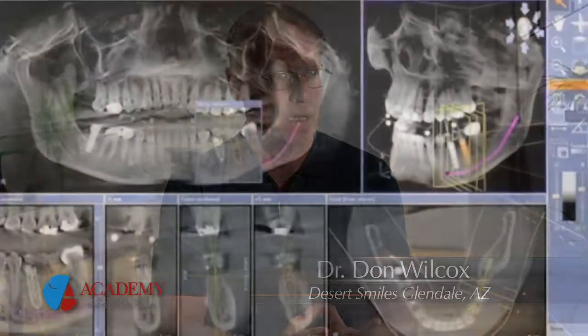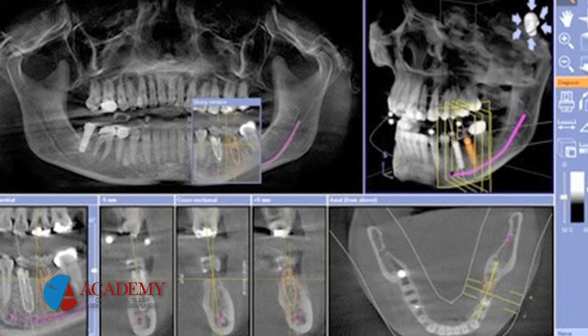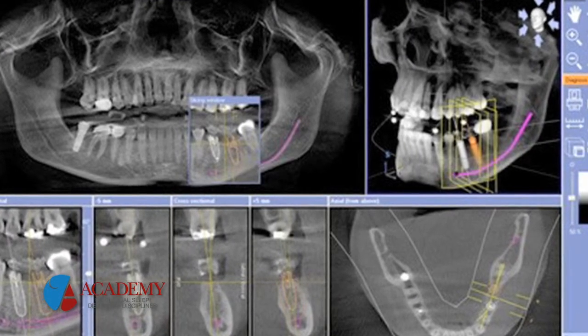The majority of the time, it's pretty rare that a patient is not a good candidate for an implant. The biggest reason that a patient would not be a candidate for an implant is if they have inadequate bone to place the implant in. And the most accurate way that we have technology-wise now is to get a three-dimensional image of the area that we're wanting to do the implant or implants in.